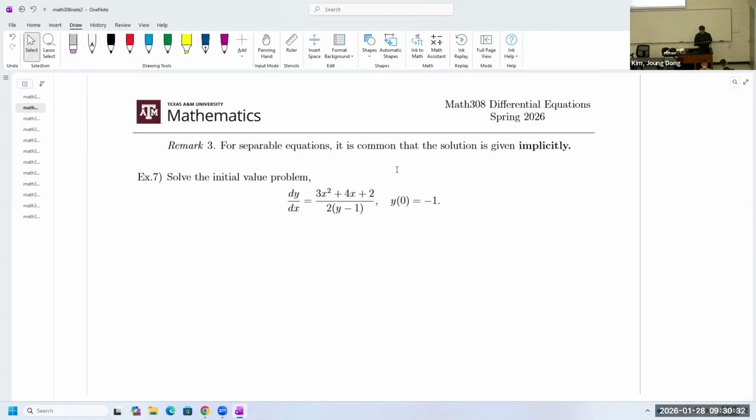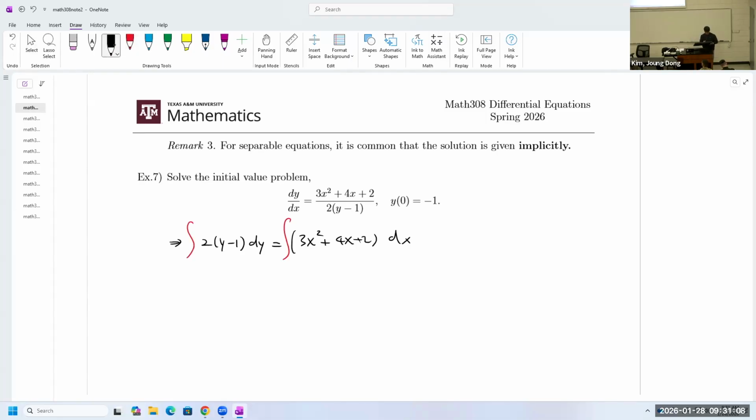But is it separable? What do you think? Yes. Multiply 2y minus 1 on both sides. Then it is (2y minus 1) dy is equal to (3x squared plus 4x plus 2) dx. Beautiful, right? That's it. Take the integral.